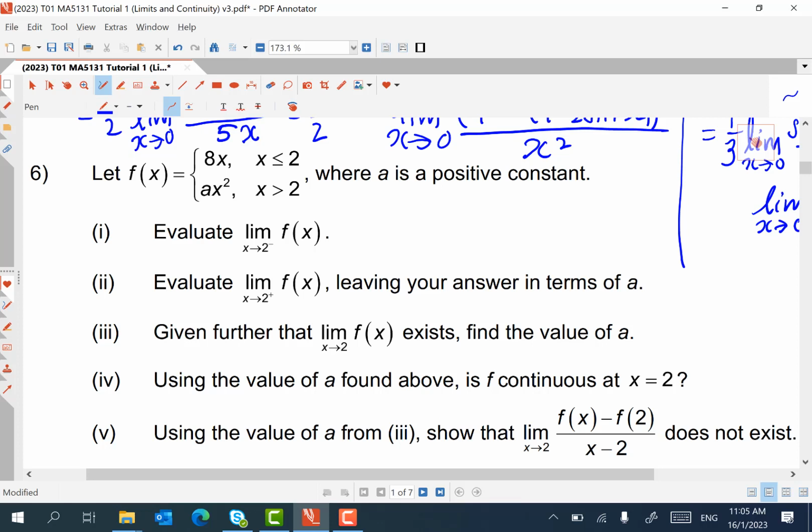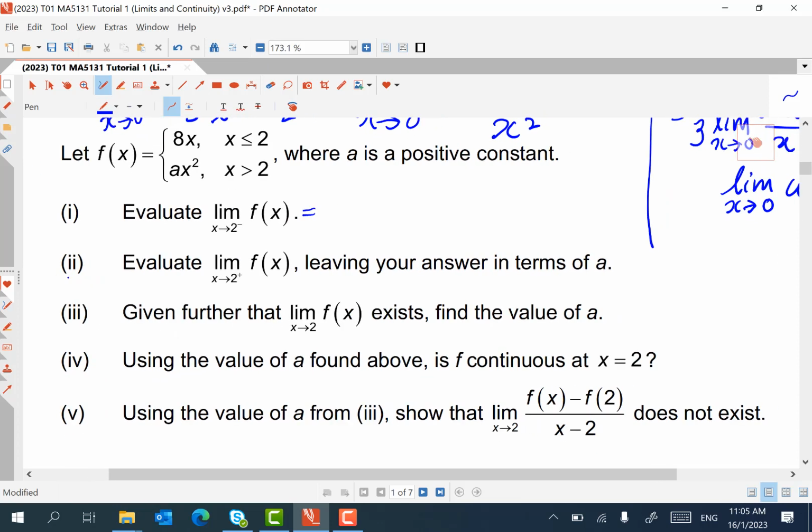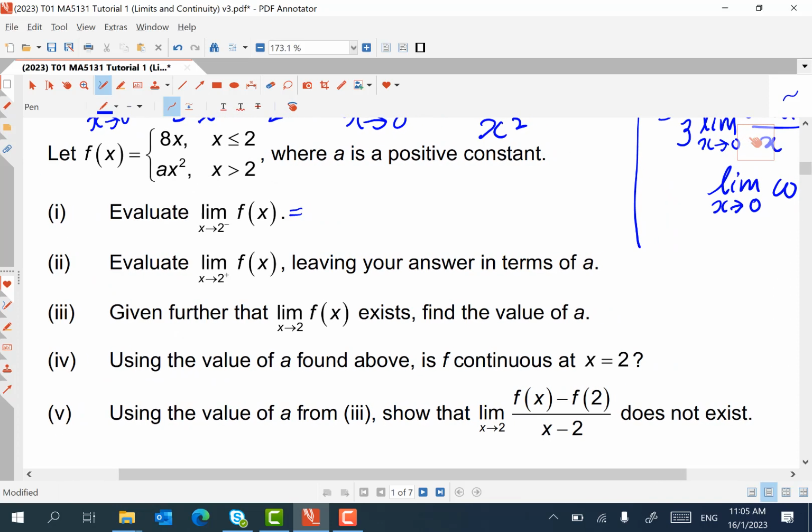It's a healthy solution. For number 6, part 1, class, I prefer that you do not write down the answer right away. I prefer that you write down limit x goes towards 2 minus. I want you to write down 8x first, and this becomes 16. And likewise for the other one, limit x goes towards 2 plus, you use ax square, so that gives you 4a.